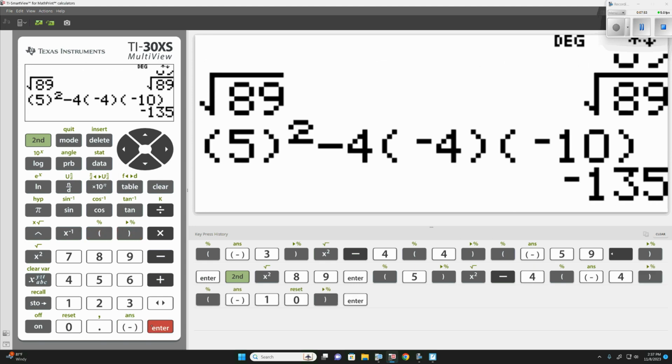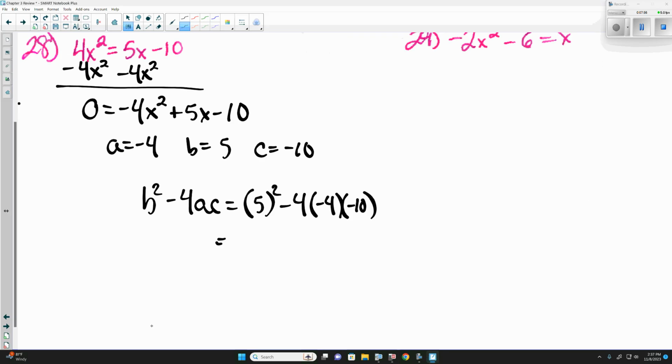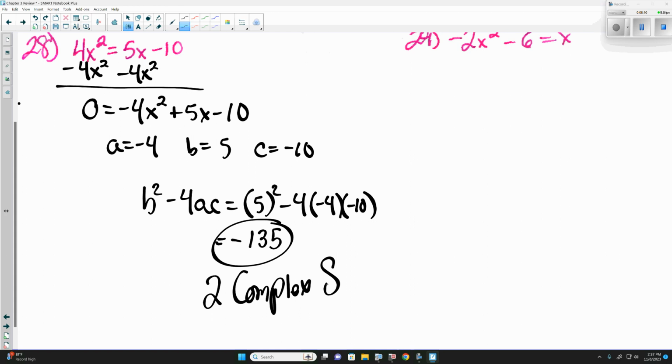And if we type it in, we get -135. So the value of the discriminant for this one is -135. Since it is less than 0, we have 2 complex solutions. That's it. What about the one with only 2?